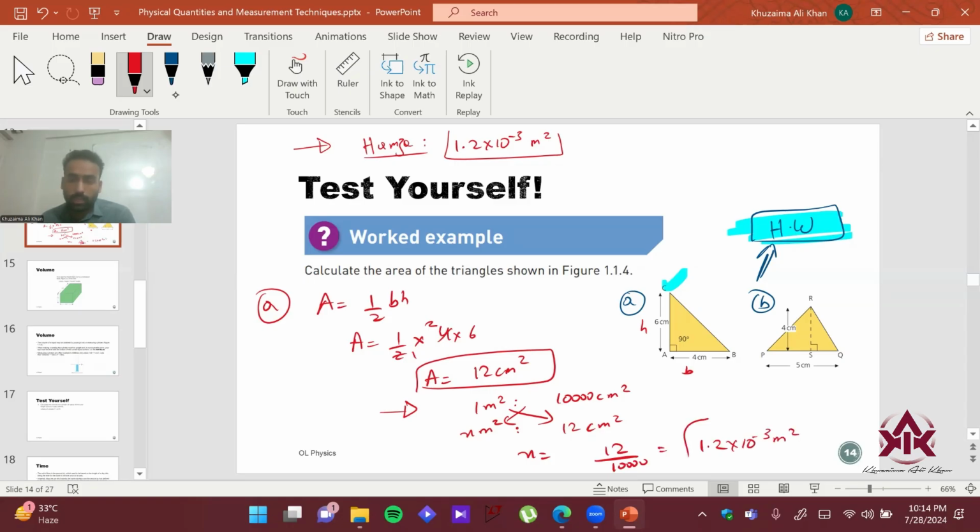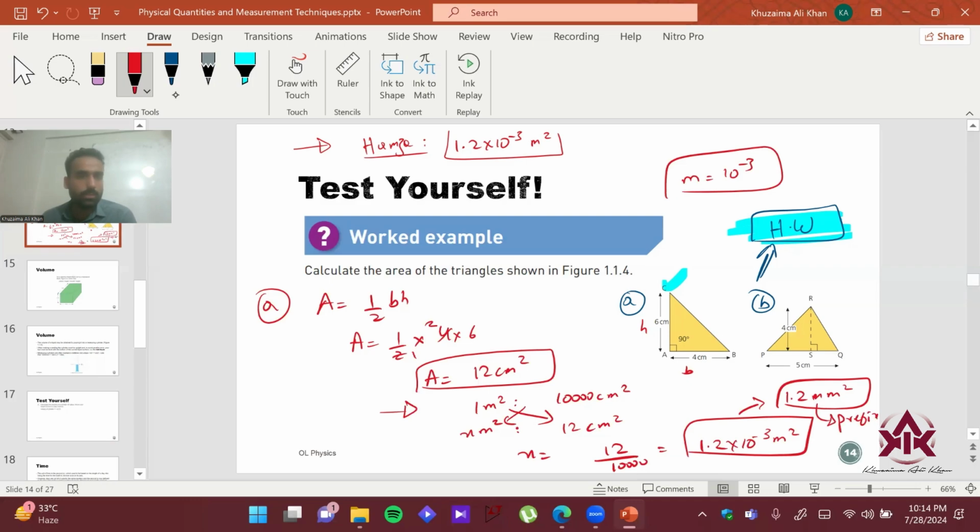Okay, write down the answer as follows also. That is 1.2 millimeters square. Because what is milli? Milli is equivalent to 10 to the power minus 3. So you can replace the power by the prefix also. If you are given a prefix in the question, you can use prefixes in your answers. Or you can leave the answer like this also. I'm going to give you full marks, right?